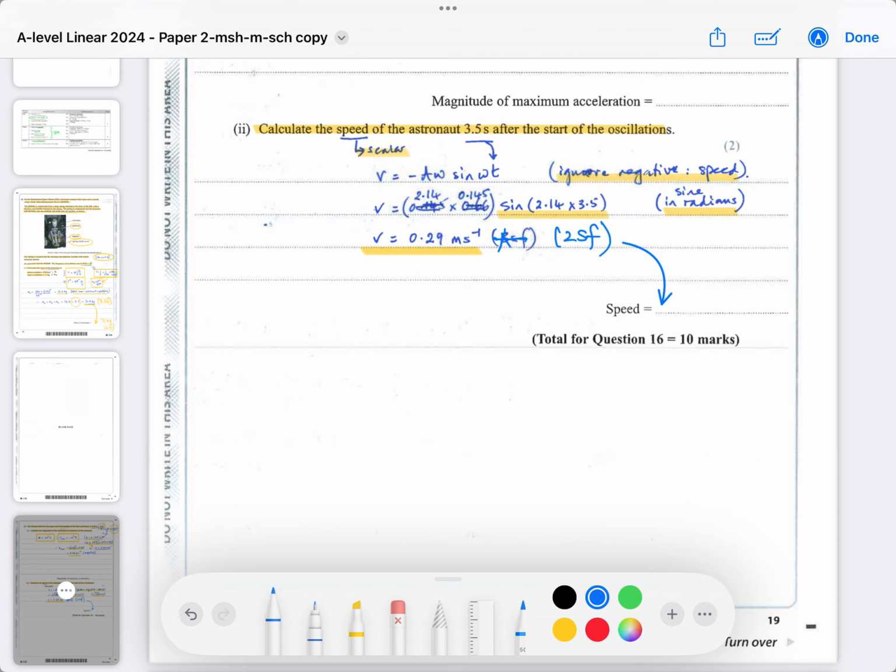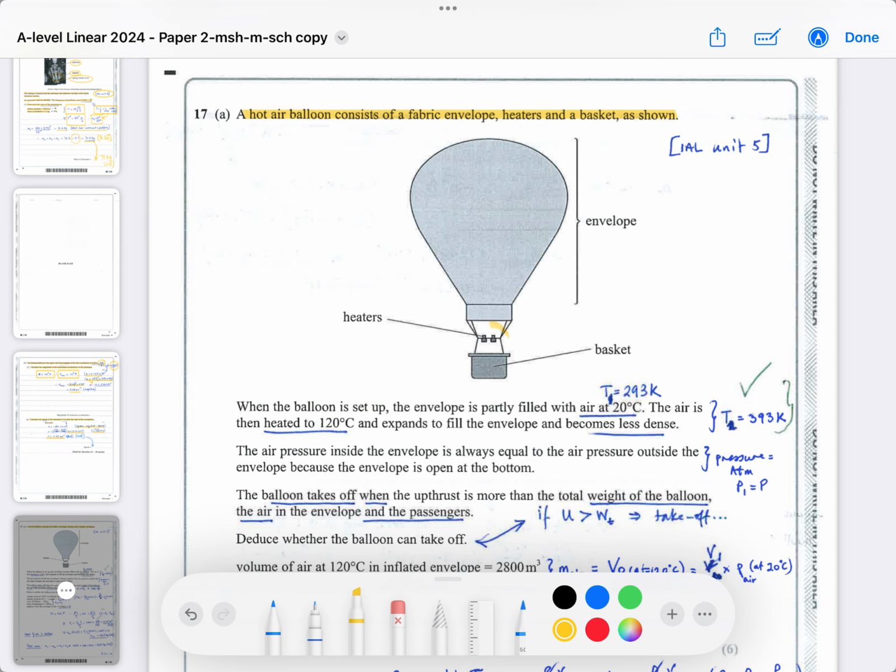Question 17 is about a hot air balloon, which has got a fabric envelope. It's got heaters and a basket as shown. Obviously the heaters are there to heat the air in the balloon. This is called the envelope, the balloon. I've written that as unit 5. Let's see if there's any upthrust. If there's upthrust, that's from unit 1 as well.